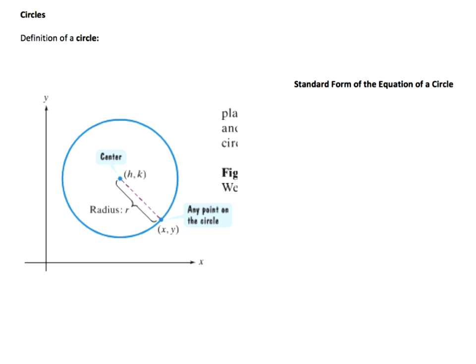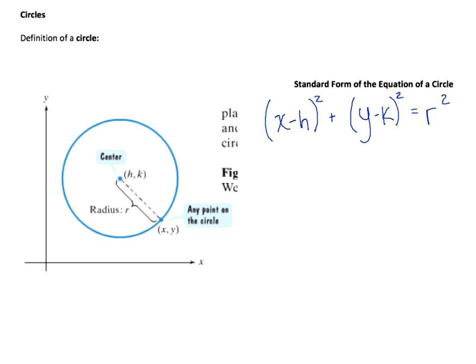Let me clear the page out. There we go. All right. So the standard form of the equation of a circle is given as, x minus h squared plus y minus k squared equals r squared.